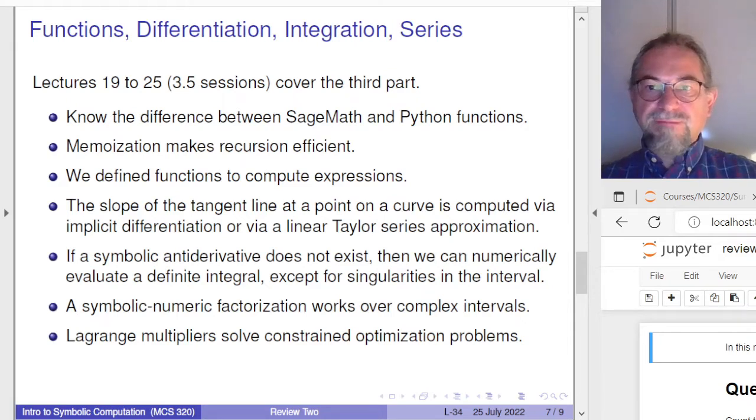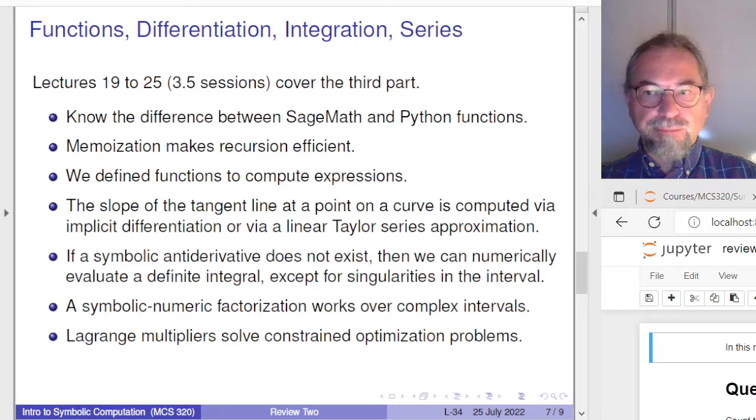The symbolic numeric factorization essentially also gets back to the second part in the course. What is important here is that SageMath is based on Python, but sometimes you must know when to use SageMath functions when you want to differentiate and integrate. Sometimes you may want to know when to use Python functions. That is to prevent premature evaluation, especially with arrays of symbols.